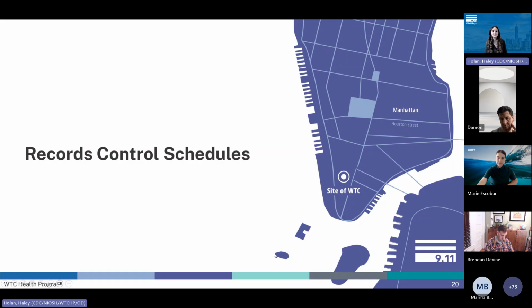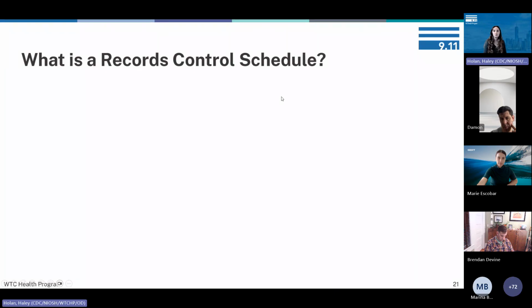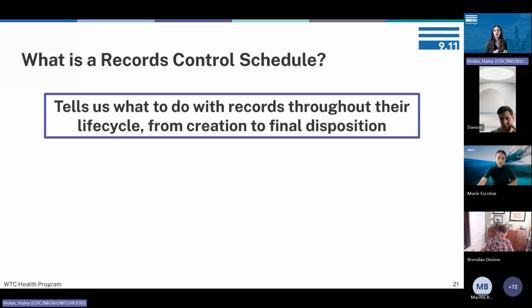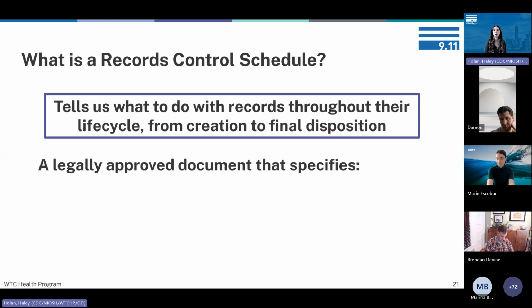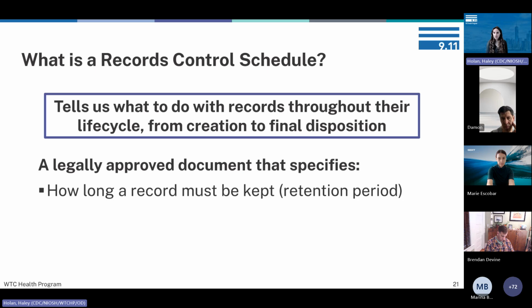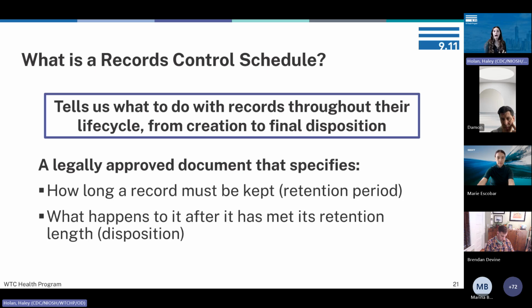Okay, so now we're going to get into the section about records control schedules. So first, what is a records control schedule? These records control schedules tell us what to do with federal records throughout their life cycle, from creation to final disposition. And these are legally approved documents that specify how long we have to keep a record, so that's its retention period that we talked about, and what happens to it after it's met its retention length.